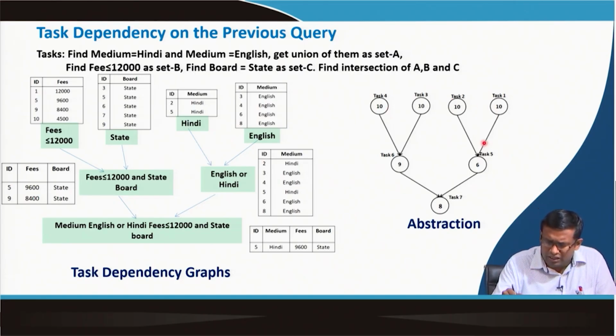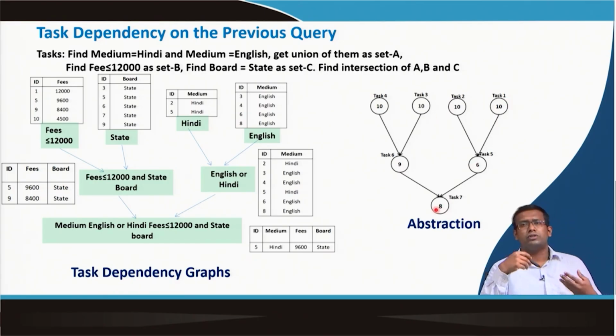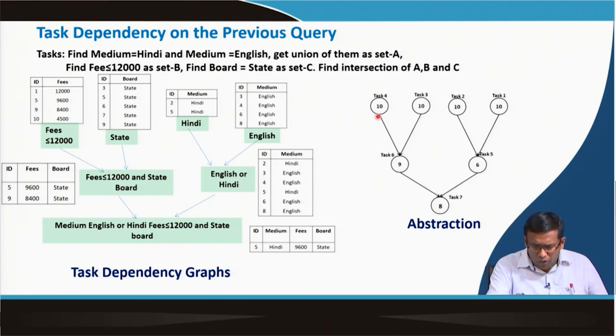Then once these tasks are done, you can do the subsequent tasks. When these tasks are done, finding out the union of English and Hindi and finding out the intersection of fee less than or equal to 12,000 and state board, you can get these 2 sets from which you can find out the union. So, these 2 tasks also can be done independently, provided the previous tasks are done, and the final task, which is finding out the school which satisfies all the criteria, can be done once all the previous tasks are done. So, this graph is called a task dependency graph.